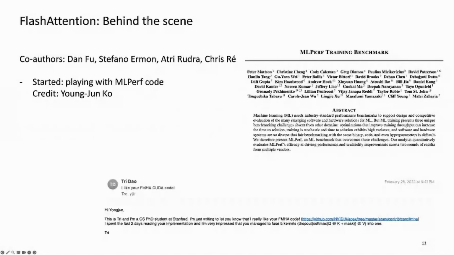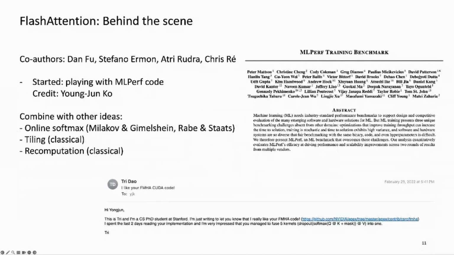Of course, it takes some effort to combine these ideas. So things like the online softmax trick from folks from NVIDIA who wrote a paper in 2018. Folks from Google, Rabe and Staats, wrote a paper in late 2021 on using online softmax for attention, which allows you to break the computation up. And we use tiling, which is a very classical technique to do computation by blocks. This is probably back in the 1970s. And recomputation, which is also a classical idea.